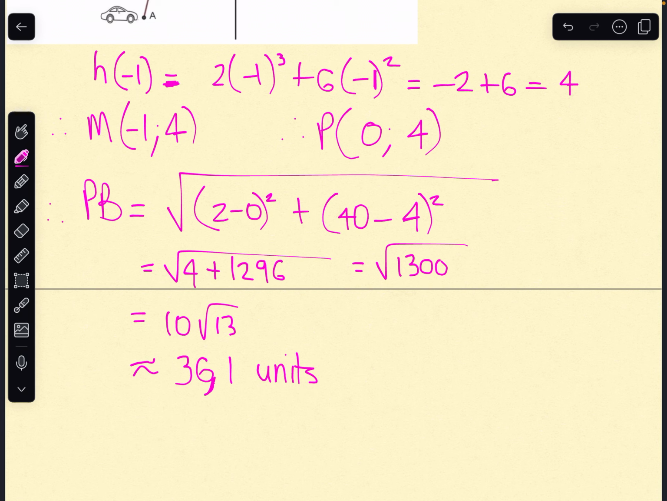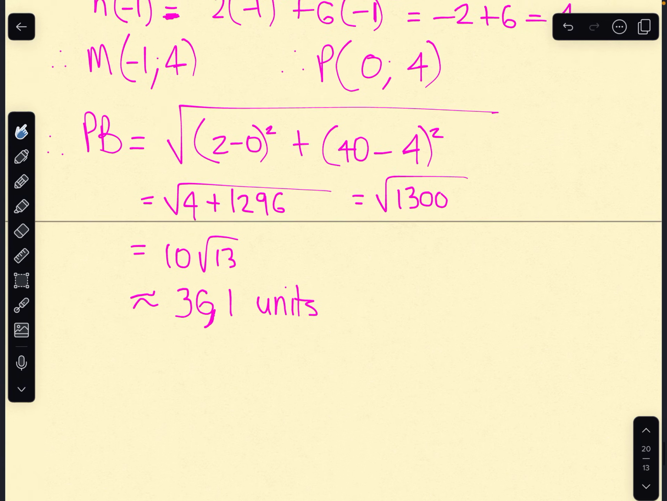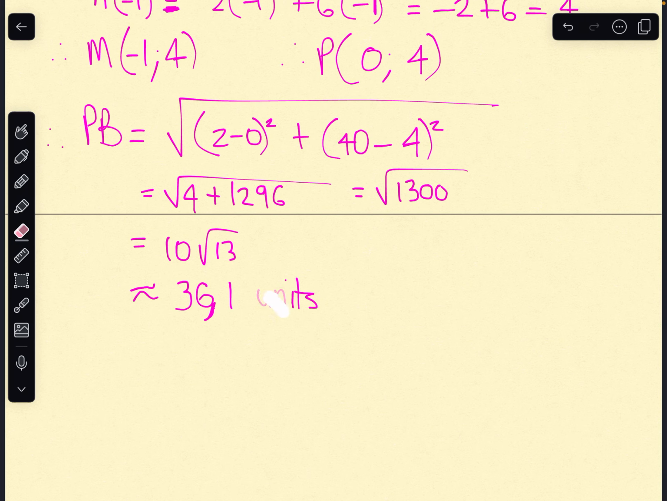So yes, a is equal to 2, b is equal to 6. Similar approaches. For number 2, we do indeed. Yes, I said units, but things are in kilometers, so my bad. Pay attention to your units. Okay, and other than that, we are in agreement indeed.